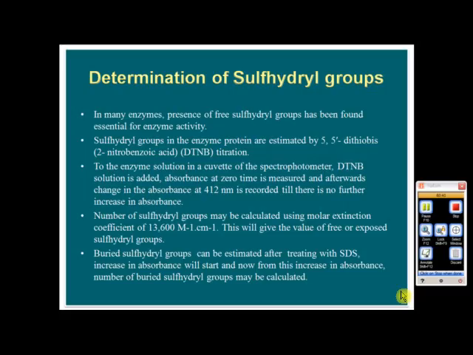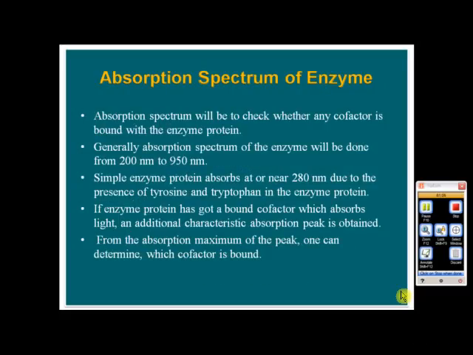So in order to expose them, generally we will treat with SDS, so that the non-covalent interactions are removed at the tertiary structure level, so that you will get a primary structure where you can see all the cysteine residues exposed out. Then sulfhydryl groups we can further estimate by using the same DTNB solution.